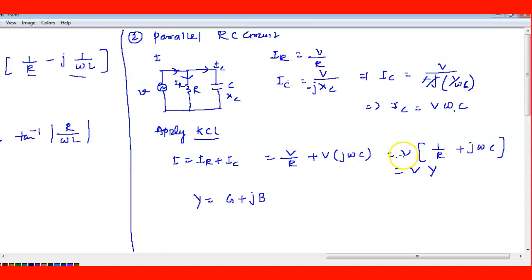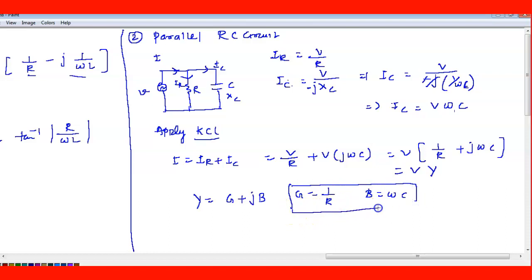This will be the value which has conductance, and this is called susceptance, omega C. So Y is equal to G plus J into B, where G is equal to 1 by R and B is just omega C. Okay, so we can write here G is equal to 1 upon R and B is equal to omega C. This one I am teaching just for the understanding purpose.